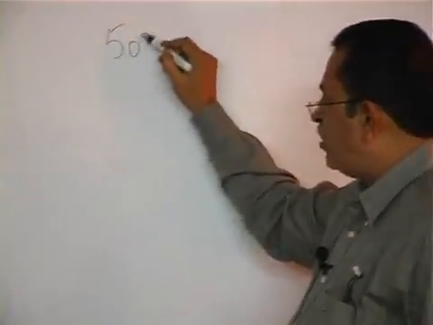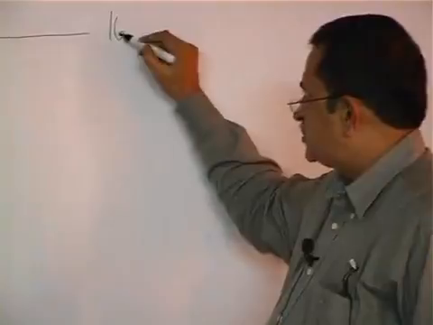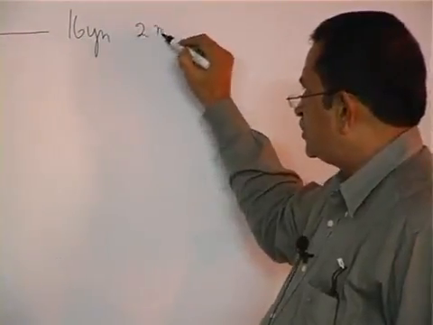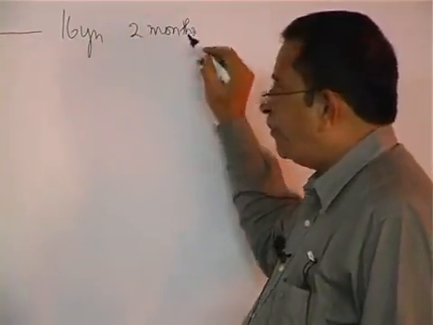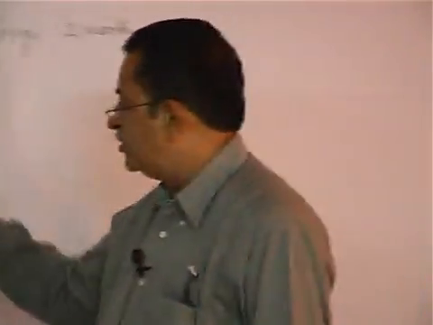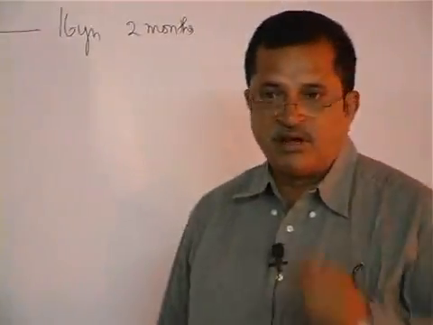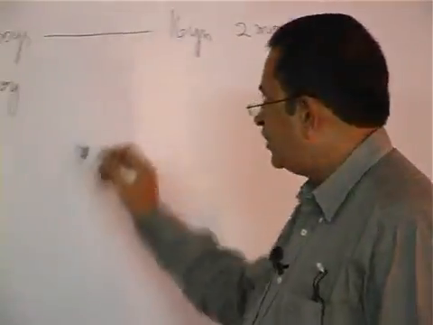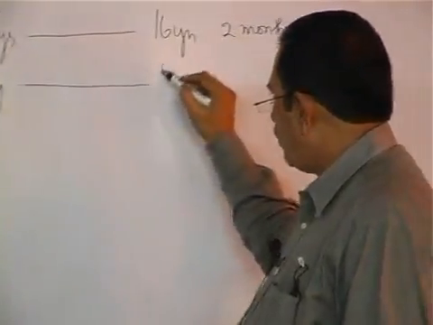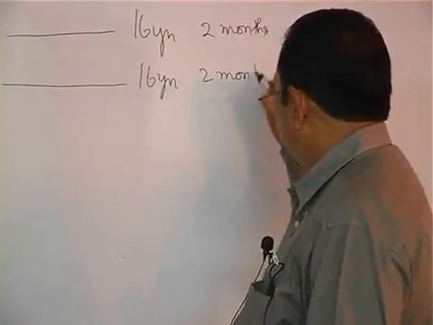What he has given, 50 boys average age is given as how much? 16 years 2 months. By the admission of a new boy, suppose one new boy is joined. What I am thinking is, the age of the new boy is also 16 years 2 months, I assume.